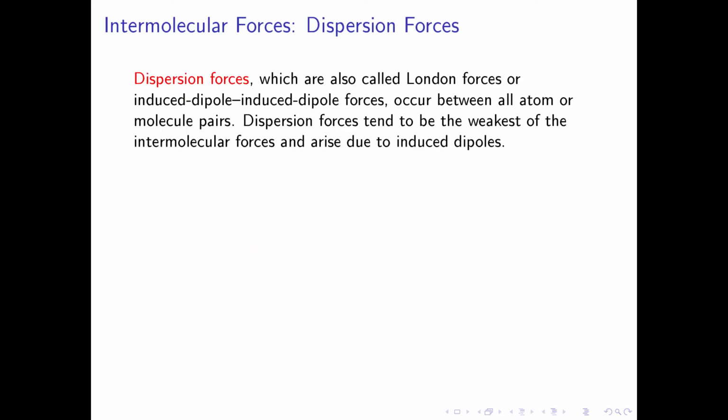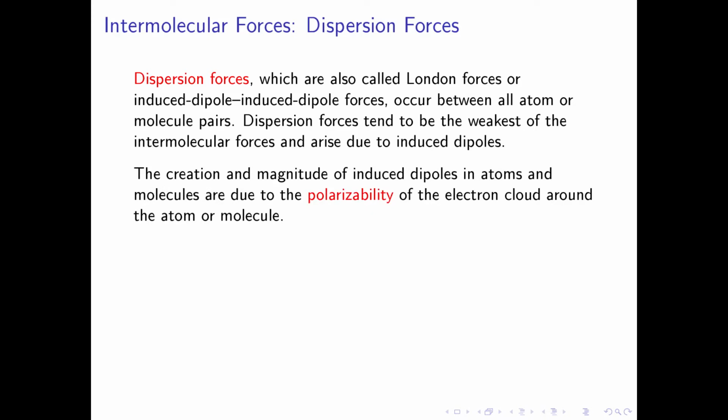We will begin by discussing dispersion forces, which are also called London forces or induced dipole forces. As stated before, these occur between all atom or molecule pairs. Dispersion forces tend to be the weakest of the intermolecular forces and arise due to induced dipoles. The creation and magnitude of induced dipoles in atoms and molecules are due to the polarizability of the electron cloud around the atom or molecule.